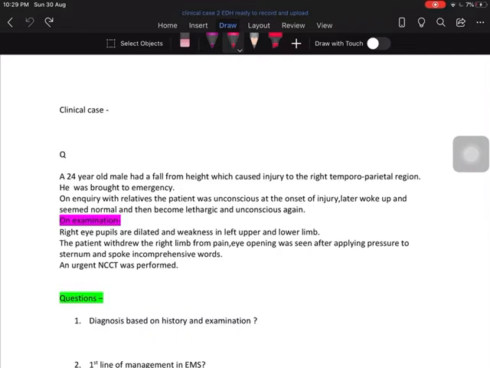So I want you to pause the video, read the whole case scenario, and then resume it, and then we'll start the discussion. So in the clinical case, this is a surgical trauma case.